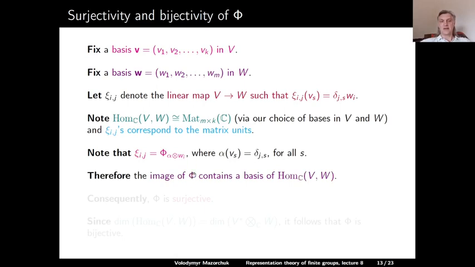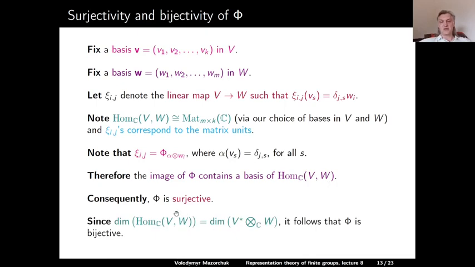So in particular, the image of phi contains a basis of the space of all linear maps from V to W. And since phi is a linear map, it means that phi is surjective. But since we already know that the dimension of the space of all linear maps is equal to the dimension of the tensor product of V star and W, it follows that phi must be bijective. Any surjective linear map between two vector spaces of the same dimension is necessarily bijective.